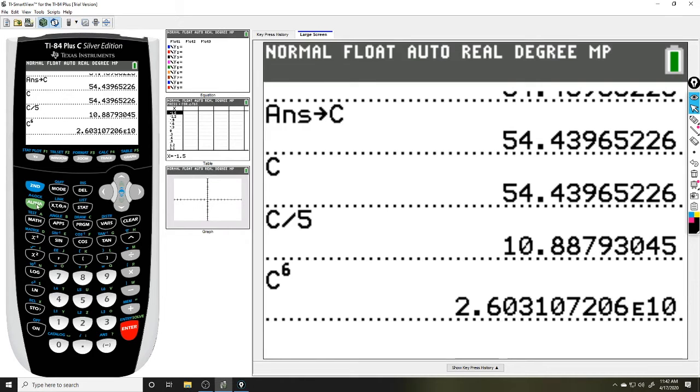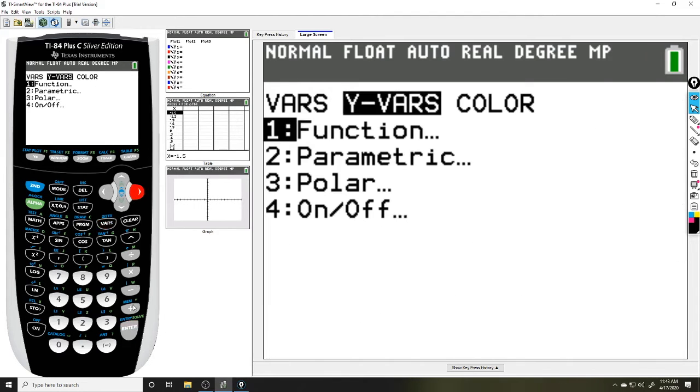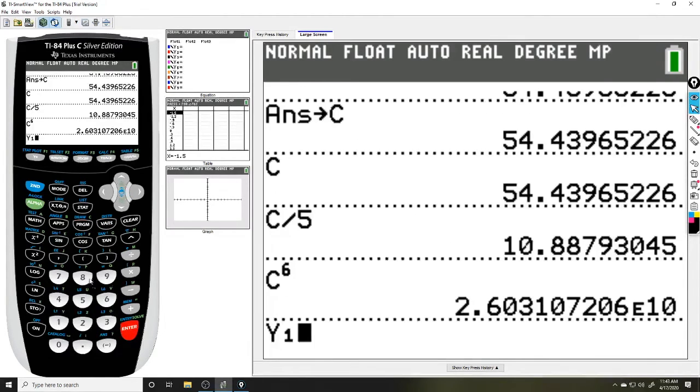I can also take, if I had it in a larger function, then I could plug it in and do y1 and plug in, instead of having to keep typing out that fancy number, I can just use C and plug in C. It would give me back my answer.